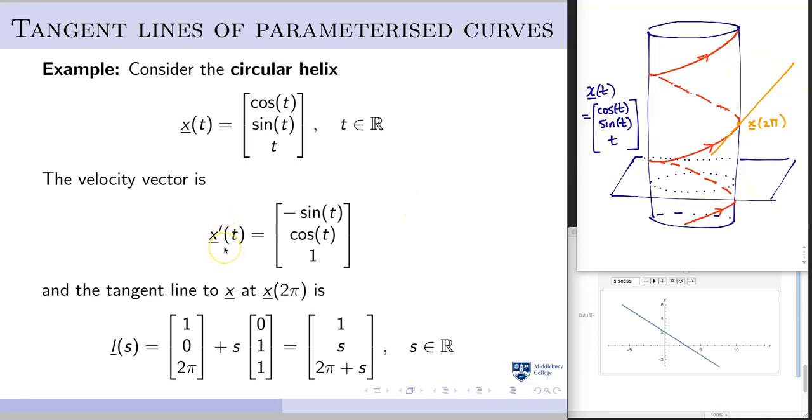So the velocity vector is this vector here, and the tangent line to the path, to the curve, at the point x of 2 pi is given by this formula right here. Here, this is the point x of 2 pi, and this is now my velocity vector at x of 2 pi. Observe that I've just replaced t by 2 pi in the definition of the velocity vector, and that now gives us this description of the tangent line. Here it's useful to remember that the tangent line should use a different parameter than the parameter that you've used to define the circular helix, because these parameters are obviously corresponding to different geometric objects.